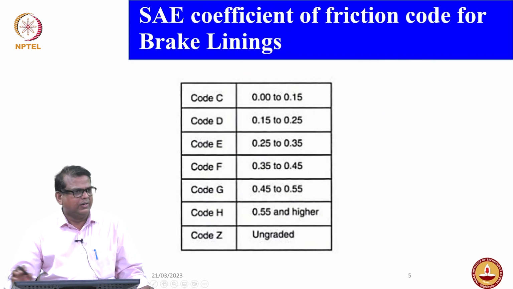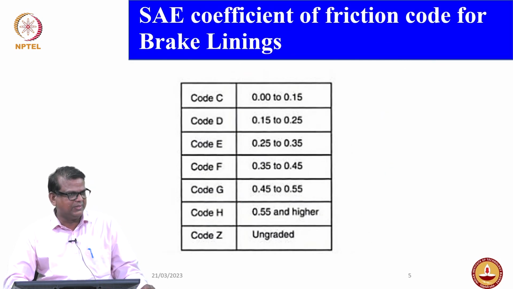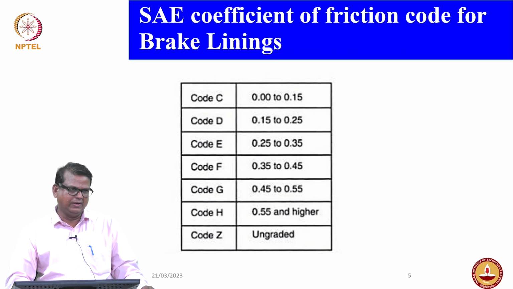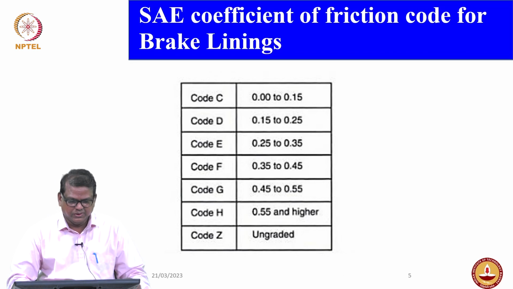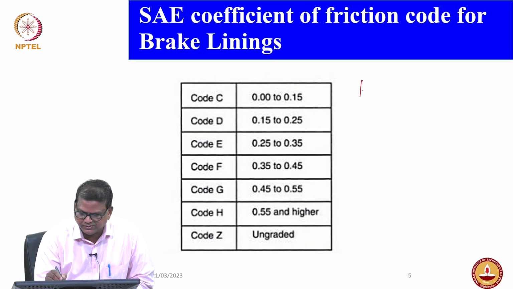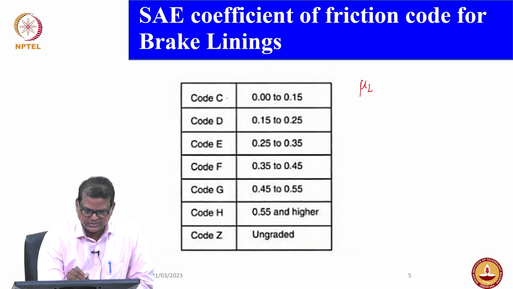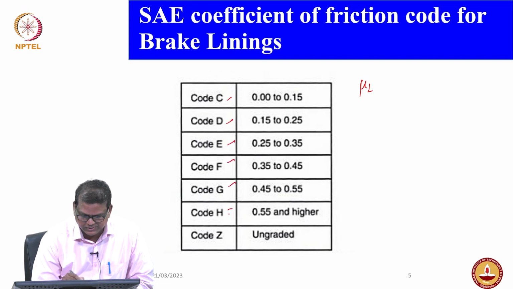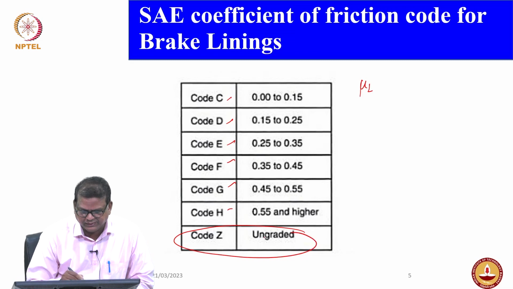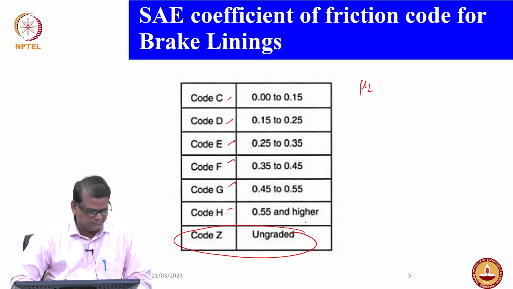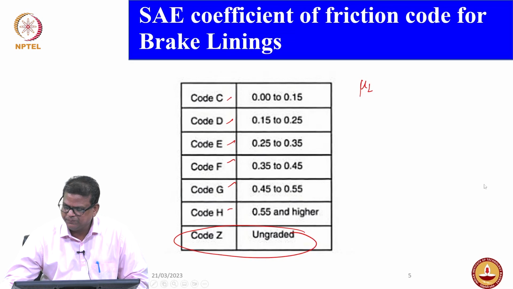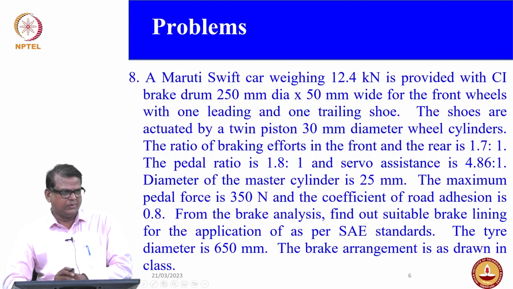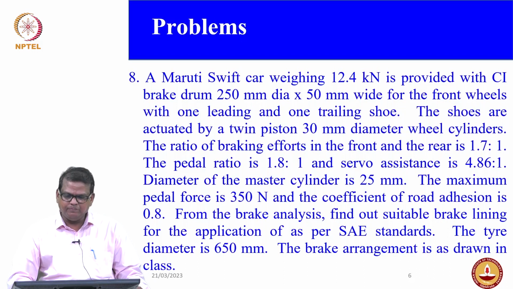I also want to re-emphasize that I discussed the selection of friction lining depends on your μL value. The code is clearly given. As your μL value, the coefficient of friction of the lining, increases, the code will change. You can see the range C, D, E, F, G, H, and this is ungraded. In fact, we will do a problem here, so please take down the problem.